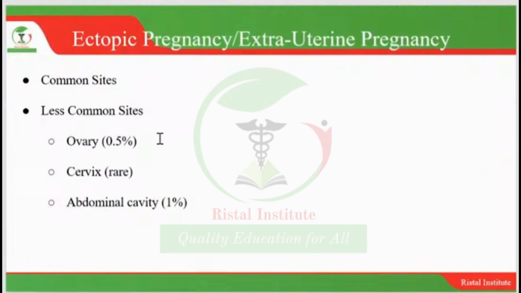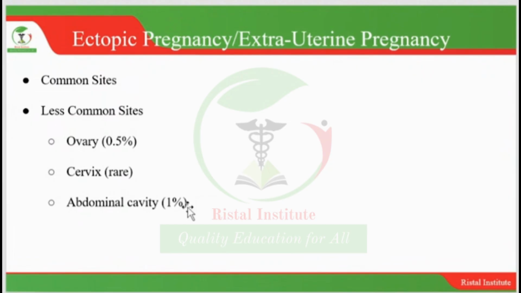Other sites apart from the fallopian tubes that are less common include the ovary, which is 0.5%, and the cervix, which is very rare, but if it happens, it is a very minimal percentage. Then the abdominal cavity is 1%.